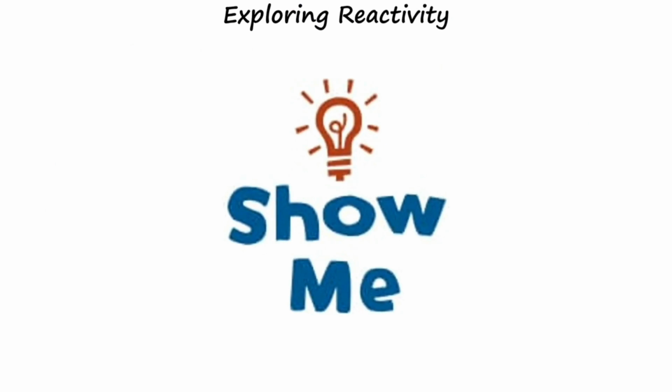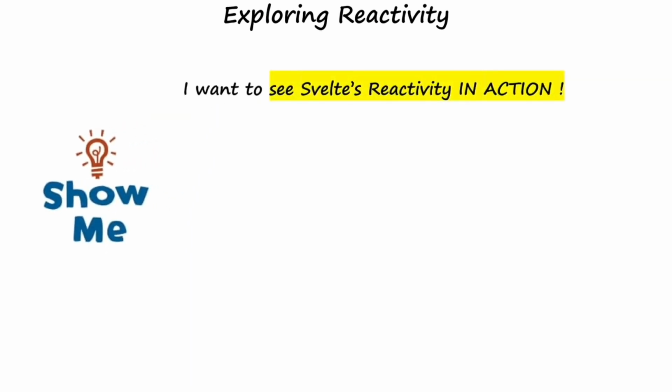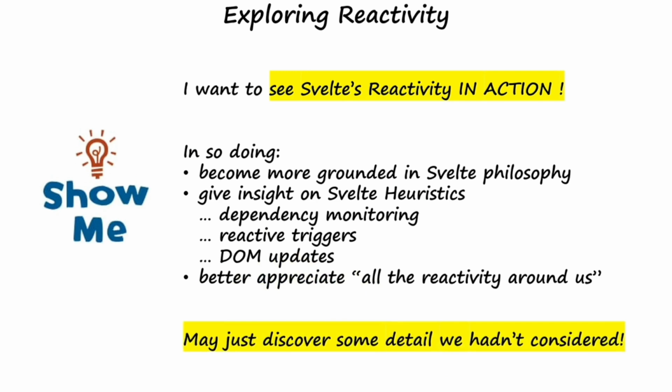So being the curious fellow that I am, I want to see Svelte's reactivity firsthand. Well, you might be saying, of course, you can see the reactive results of your production app through the state that it's visualizing. But that's not what I'm talking about. I want to definitively determine when Svelte triggers the execution of my snippets. In other words, I want to see Svelte's reactivity in action. In doing so, I can become more grounded in Svelte philosophy, and it can give me a bit more insight on Svelte heuristics, such as dependency monitoring and reactive triggers and DOM updates. And overall, give me a better appreciation for all this reactivity that's occurring automatically all around me. And we may just discover some detail that we hadn't considered.